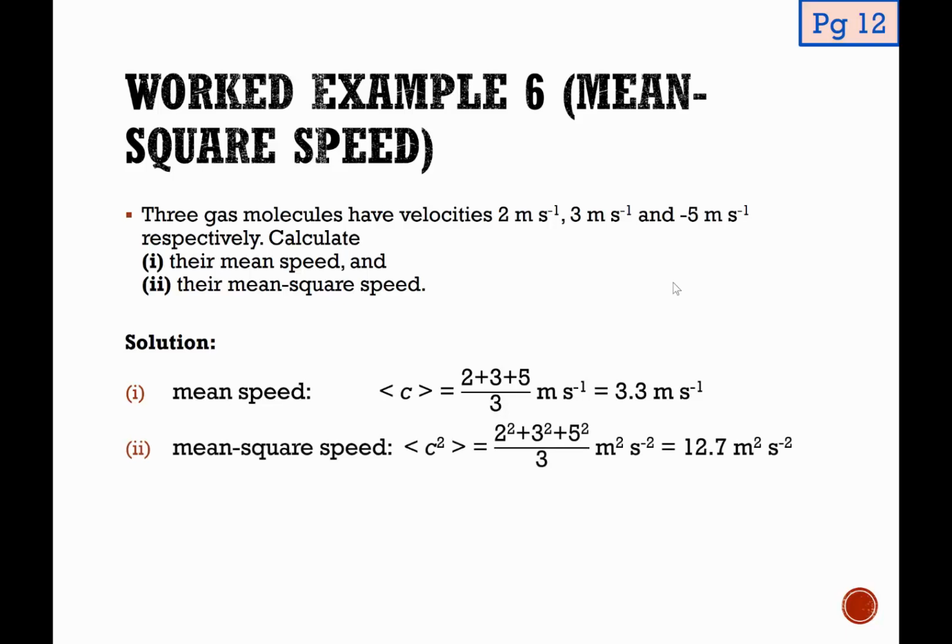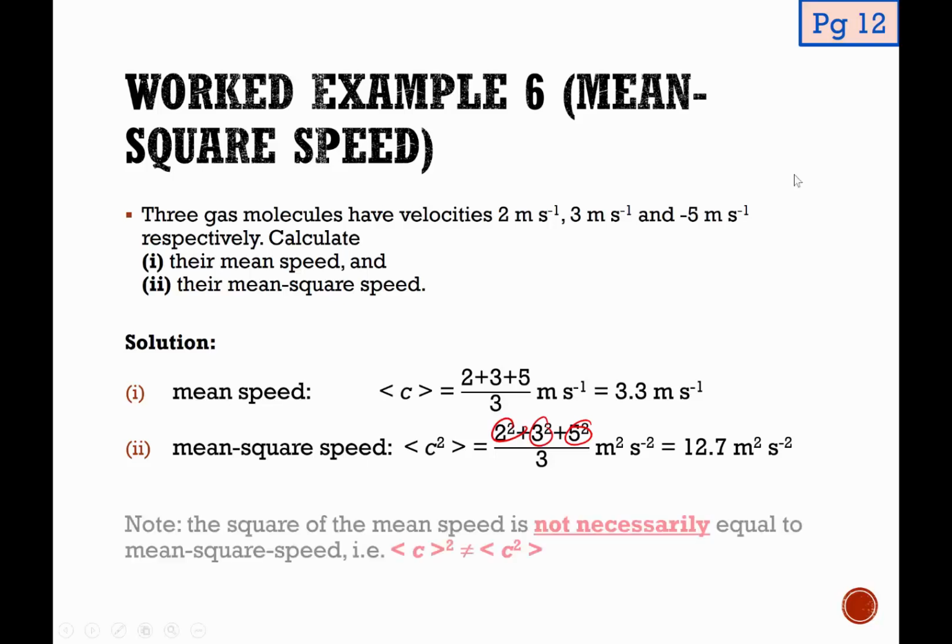That's why you can see that I've squared 2, 3, and 5 first before summing them up and then dividing by 3. Also, take note that the square of the mean speed, which is basically the square of the 3.3 meters per second, is not necessarily equal to the mean square speed, which is actually the average of the squared speed. So in mathematical speak, the square of the mean speed is basically the sum of the speeds divided by n, whole thing squared.